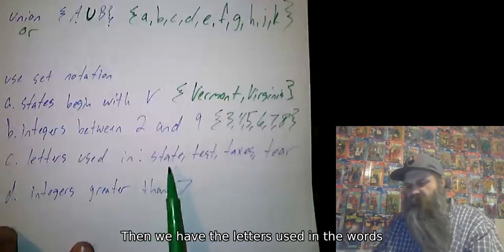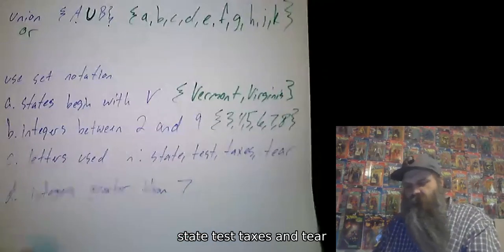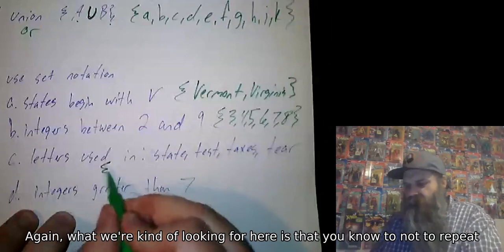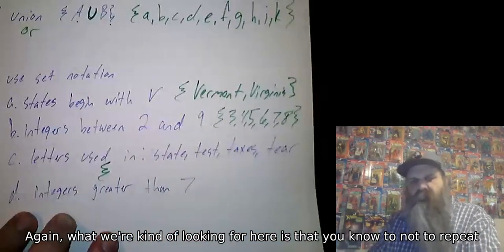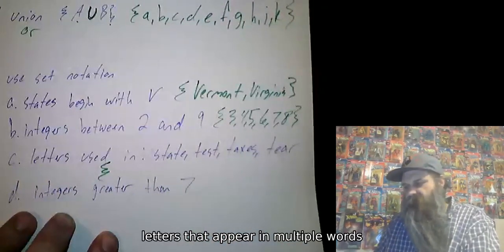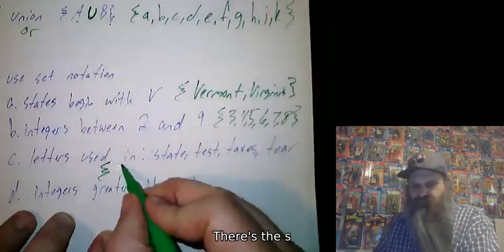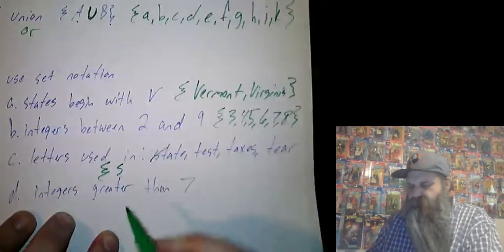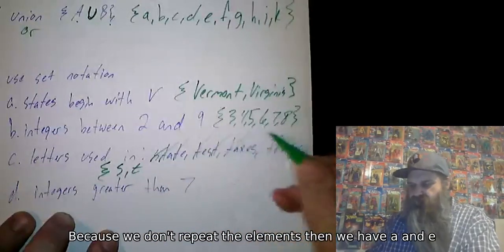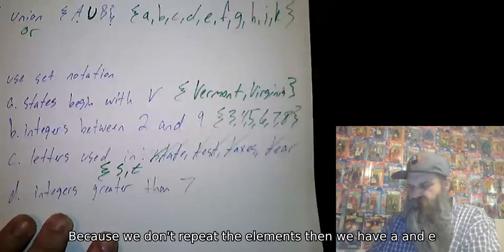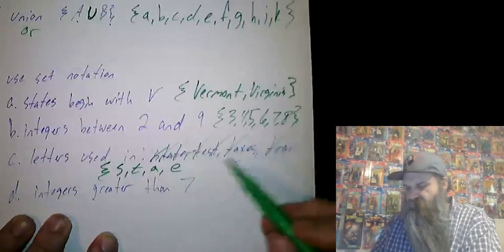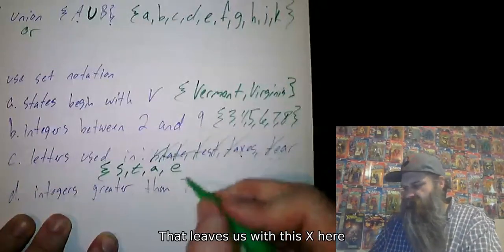Then we have the letters used in the words state, test, taxes, and tear. Again, what we're looking for here is that you know not to repeat the letters that appear in multiple words. So there's the S. We see the letter T. And now you can cross out all the T's if that helps you, because we don't repeat the elements. Then we have A and E.